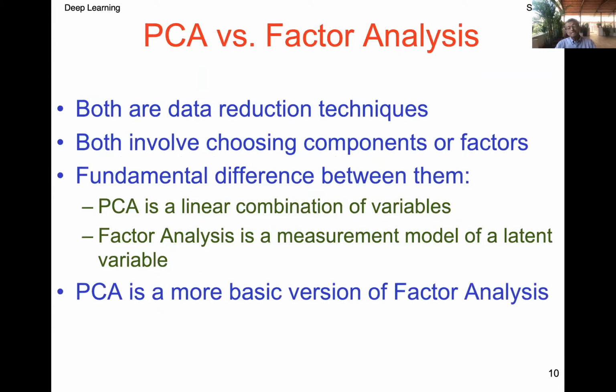So is there a difference between PCA and factor analysis? This is kind of interesting terminology. Both are data reduction techniques. Both involve choosing components or factors, but there are fundamental differences between them. PCA is a linear combination of variables. Factor analysis is a measurement model of a latent variable. So let's take a look at that a bit more. PCA is a more basic version of it.